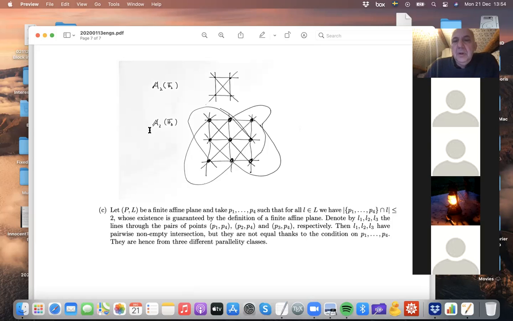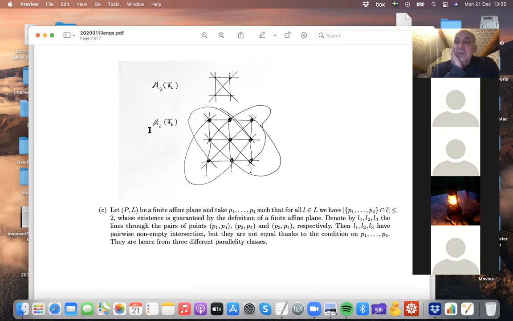Okay, so we call 2 lines parallel if they either coincide or they do not intersect. This was our major definition, and then we notice that being parallel is an equivalence relation, namely it's symmetric, each line is parallel to itself, and if a line A is parallel to B and B to C, then A is parallel to C.